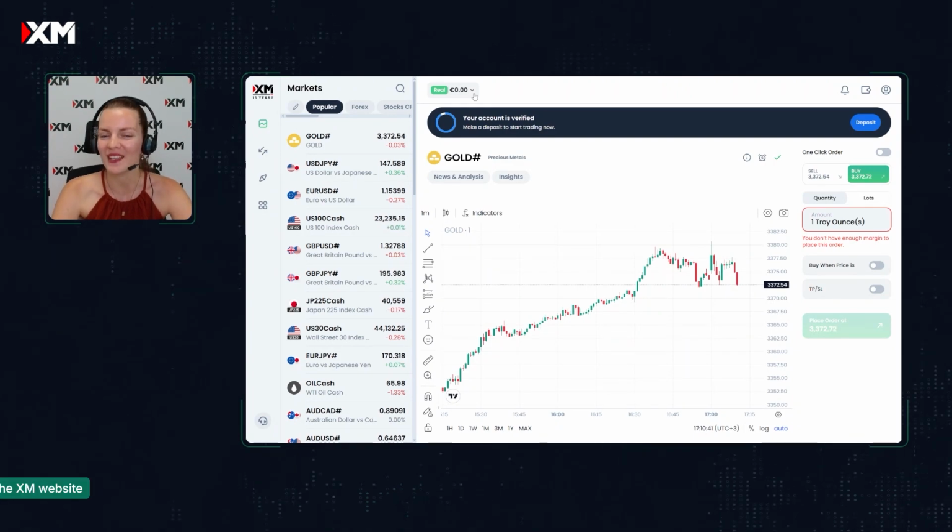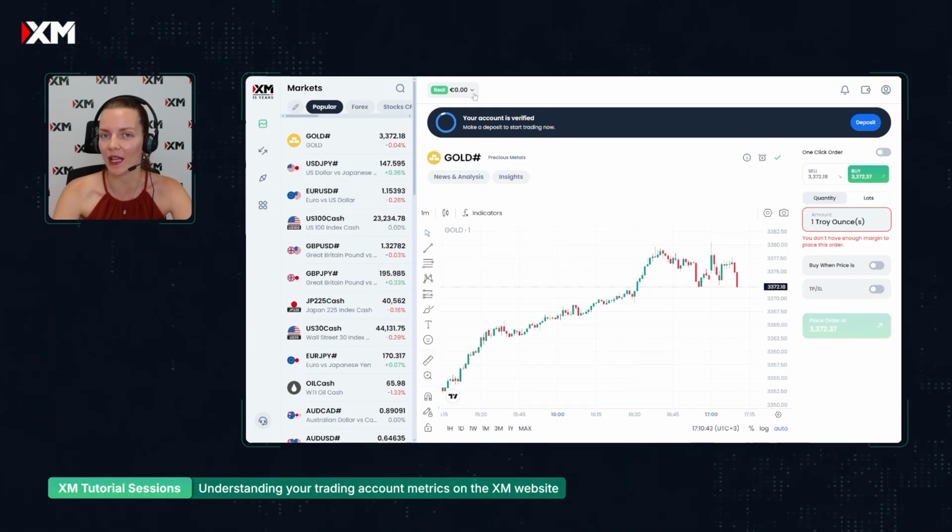Hi traders! Let's take a quick look at the key account metrics you will see on the XM website and what they actually mean. These numbers give you a snapshot of your trading account, so it's important to understand them.